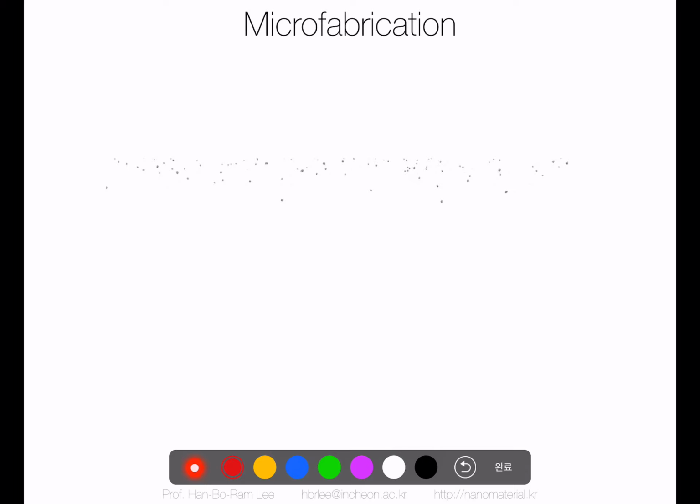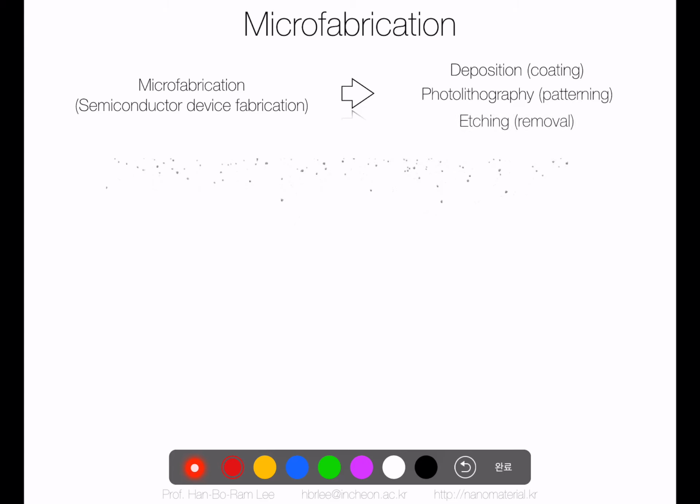We call that method microfabrication, and microfabrication is composed of three different sub-components. One is deposition, the second one is photolithography, and the third one is etching.